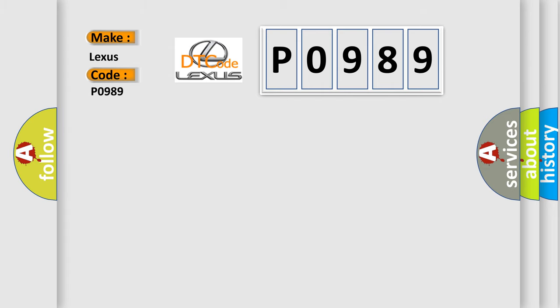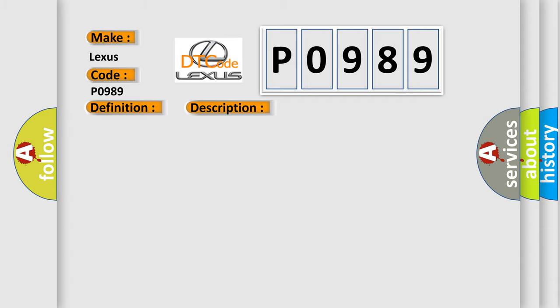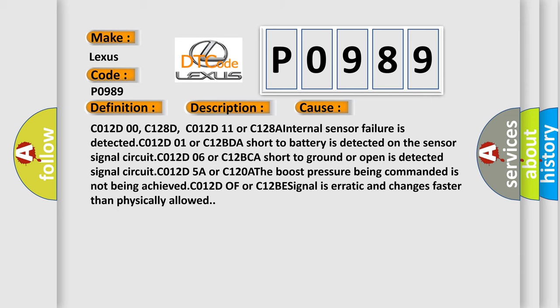The basic definition is: brake boost regulation pressure sensor above maximum threshold. And now this is a short description of this DTC code. Ignition on, the ignition voltage is greater than 10 volts. This diagnostic error occurs most often in these cases: C012D00, C128D, C012D11 or C128A. Internal sensor failure is detected.